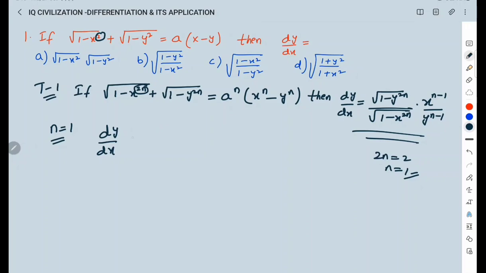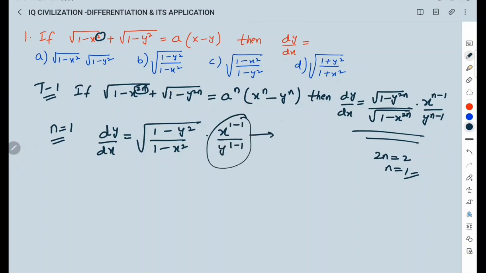Okay, so dy by dx is equal to root over 1 minus y square by 1 minus x square into x to the power of 2 minus 1, which is how much? 1. Okay, so here we took n as 1, right? So y power 1 minus 1 is y power 0, and since anything power 0 is 1, we are not writing this. So this is our final answer. Okay, next one.